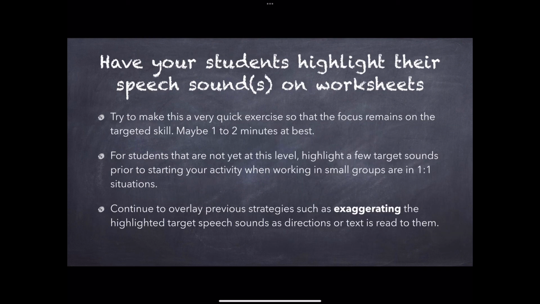As you are juggling the many things that are going on at any given moment with your students during small groups, it may be a good idea to hand your student a worksheet that you might be working on and have them take a minute or two while you're getting ready to highlight their speech sounds. If they're not quite at that level, take 30 seconds and highlight a few of their speech sounds and attempt some of those sounds as you go about your activity.